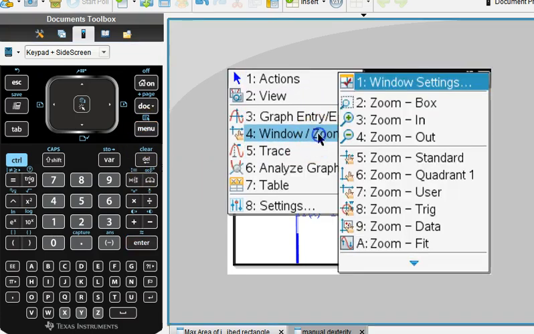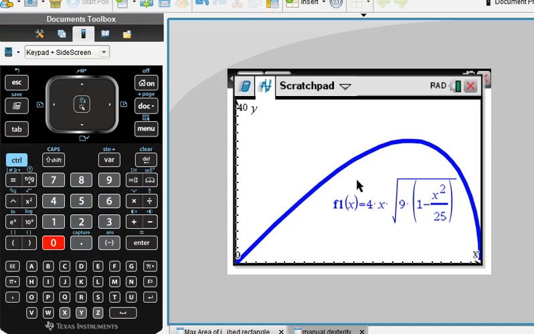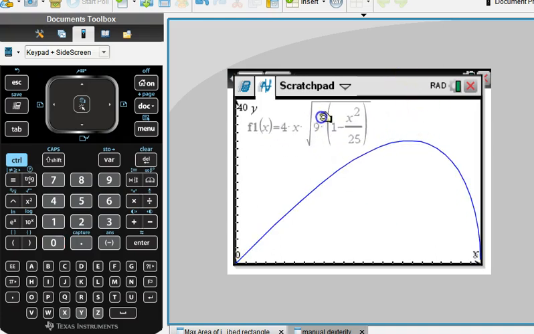So I'm going to go to my window, zoom, window settings. I'm going to change my x to be from 0 to 5, and I don't need negative values of y, because this represents area, remember. Then I need to get high enough up to see, and I'm just going to tell you 40 will do it. You sometimes have to do a little trial and error to figure out how high to go. I probably didn't need to go all the way to 40, but that's helpful.